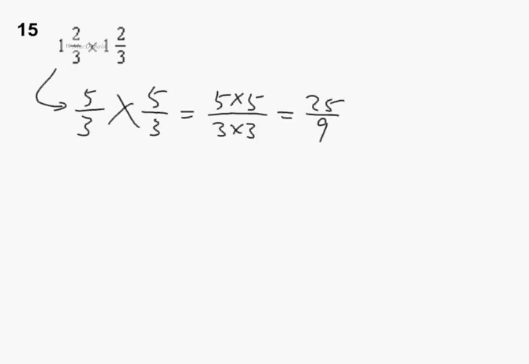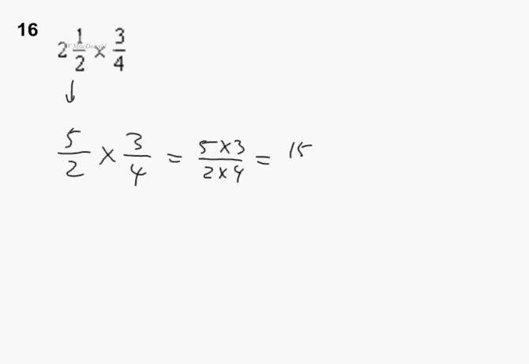That is the answer. However, you can change it back to its original form, which was a mixed fraction. How many 9s in 25? There's 2. That's 18 with 7 ninths left over. So 2 and 7 ninths is the answer, or 25 ninths.